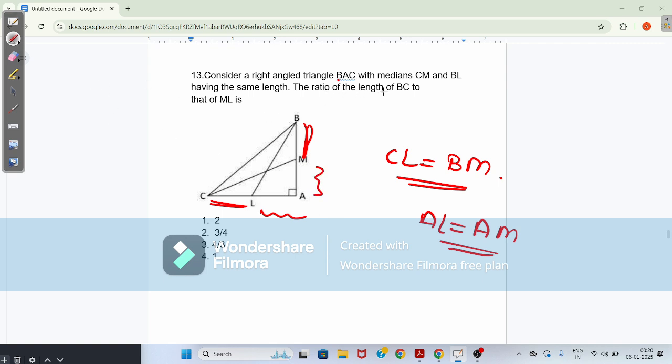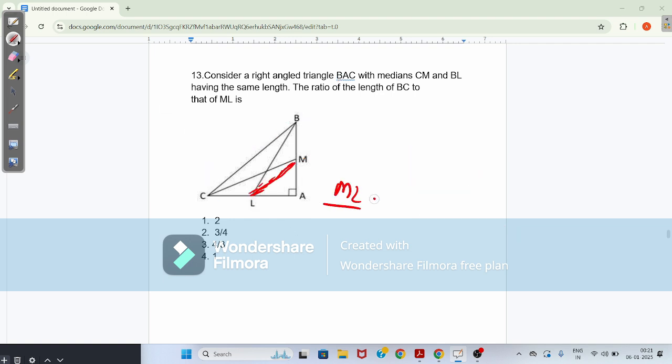Now we have to consider the ratio of the length of BC and ML. Draw a line ML here. When this line is drawn, the two triangles ALM and ABC become similar to each other. So triangle AML is similar to triangle ABC.